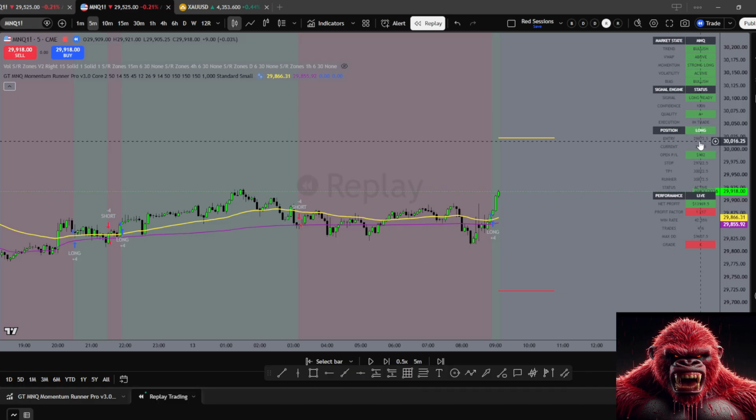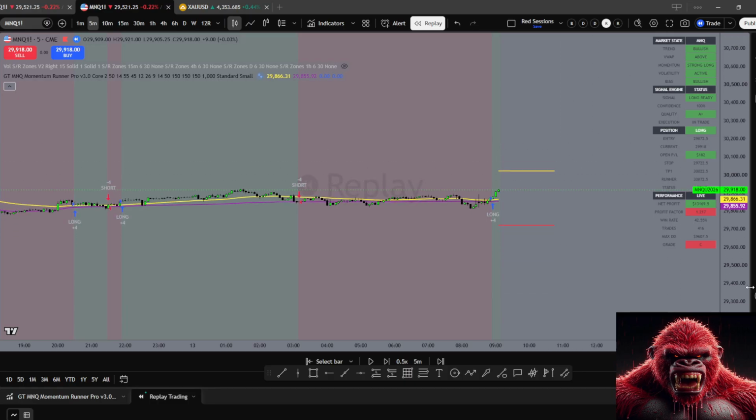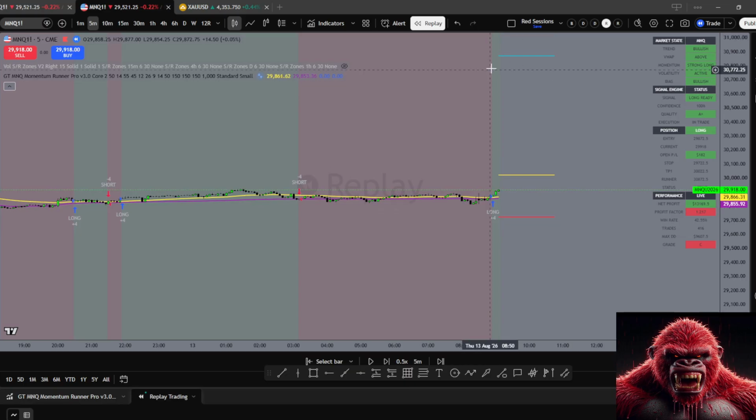Again, here's your entry level. It tells you the level that it's currently at. The open P&L, of course, it's at $182 in profit. Your stop loss. This red line is your stop loss. TP1 is the yellow line that it puts out. Okay. Your runner, if you squish it down, is the blue line that it paints.